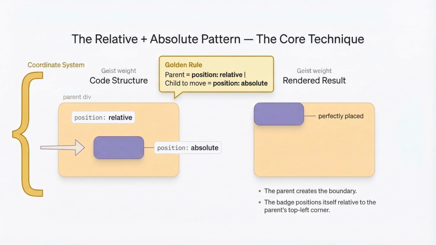Now, when you say top 4 pixels on the absolute child, it means 4 pixels from the top of the parent, not the top of the page. This makes placing elements inside cards, banners, and overlays very predictable.